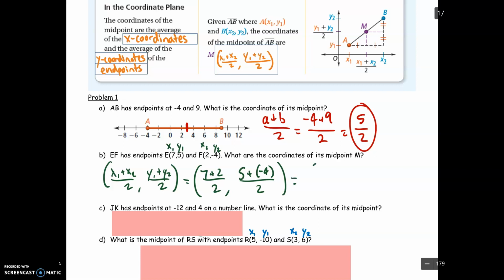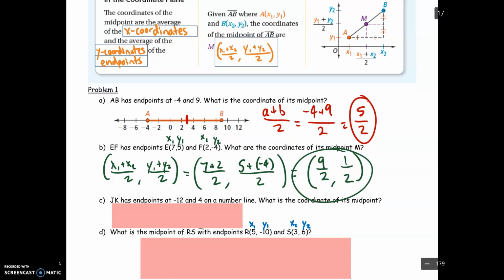And if I simplify those, I just get 9 over 2, and it looks like 1 over 2. And even though we're using fractions, that could work out for the midpoint of a segment because it could really be anywhere on that coordinate system. So the only difference between these two methods is that on a number line, you only have to find the average once. On the coordinate system, we have to find that average twice because we need to do it with both the X and the Y coordinates.